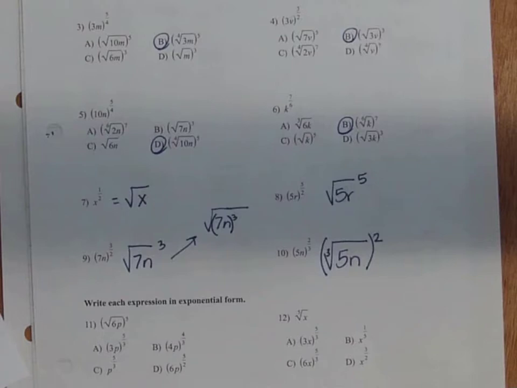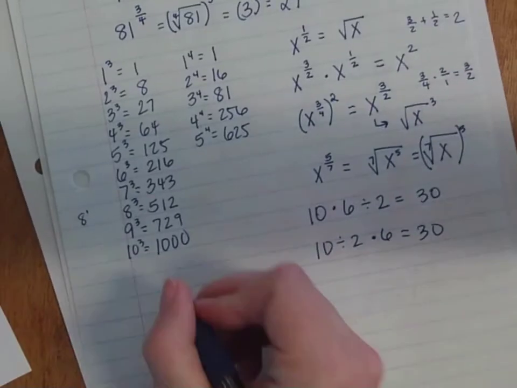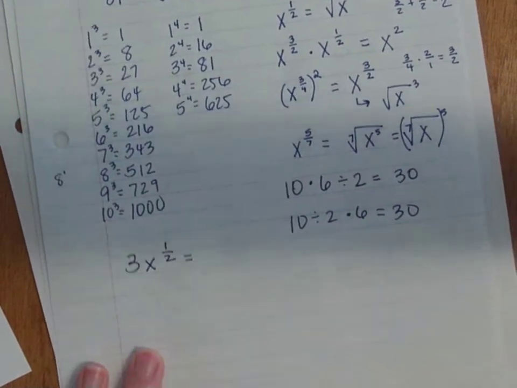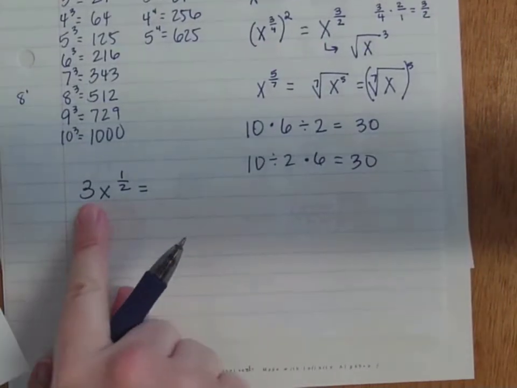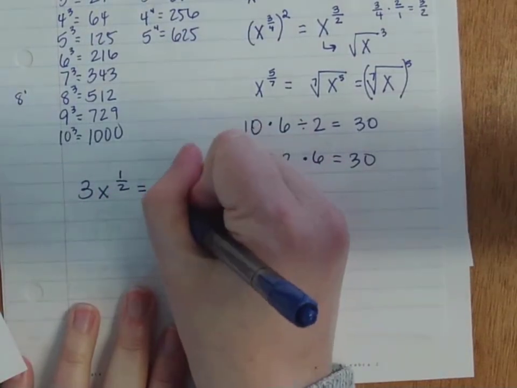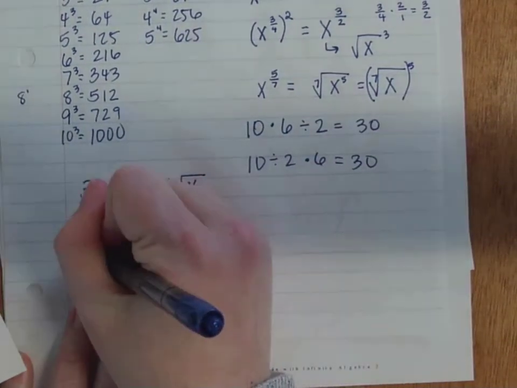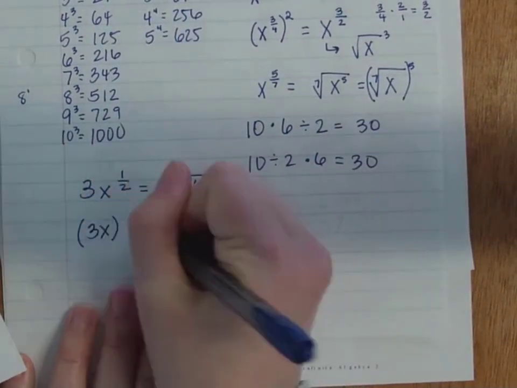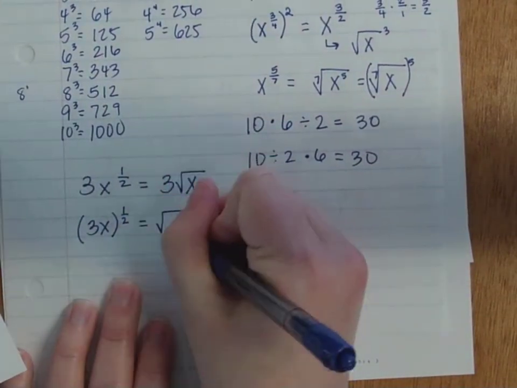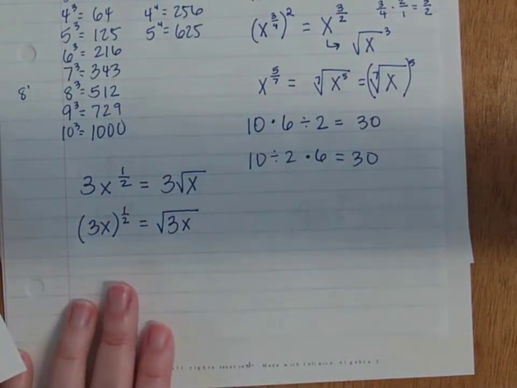Okay, so to your notes, let us add one thing real quick. 3x to the 1/2. Is 3 getting that exponent? No. So this would be written 3 square root x. Whereas if you see 3x to the 1/2 here, everything gets the 1/2, so everything goes inside the radical symbol.